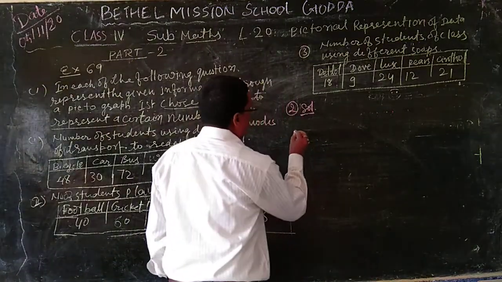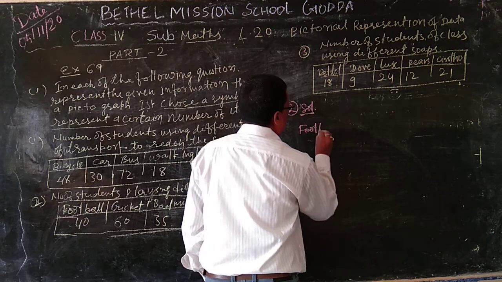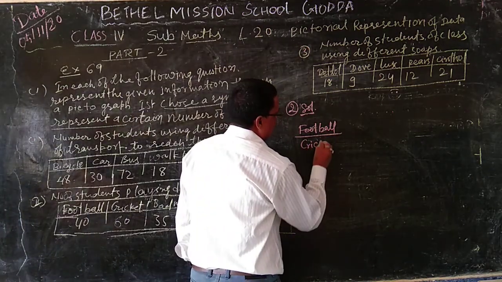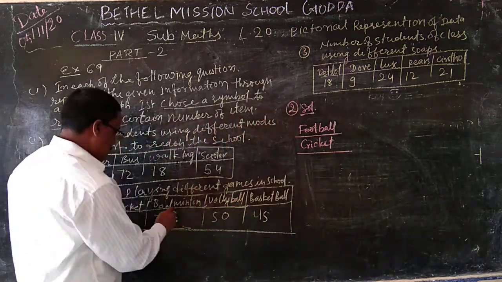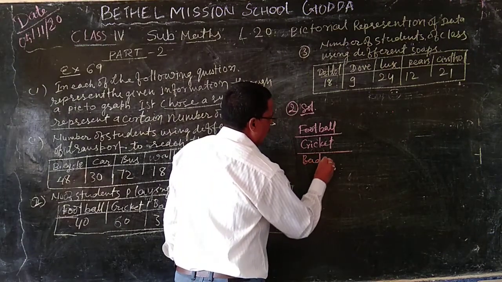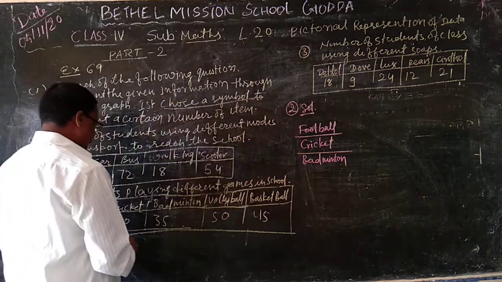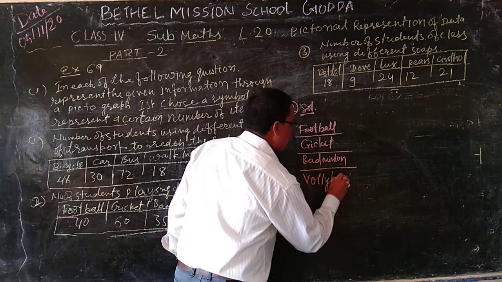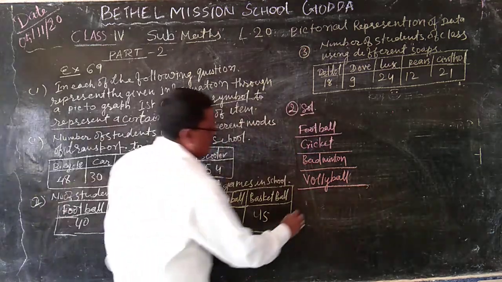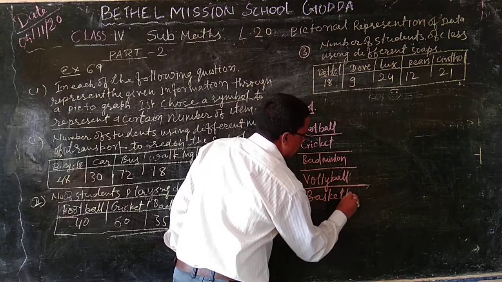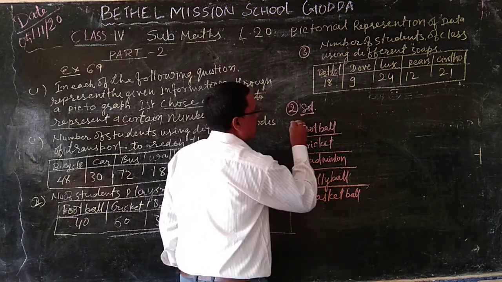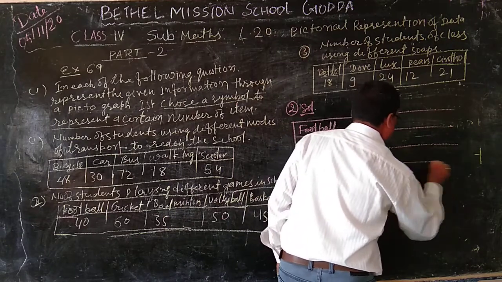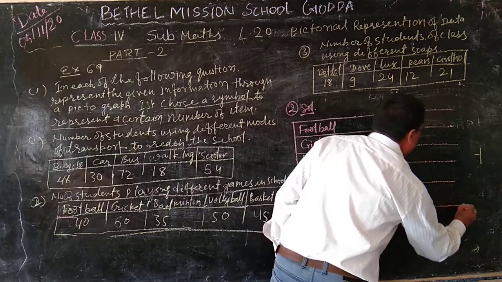So again here write football. Next, cricket. Next, badminton. Next, volleyball. Clear? Like this you make.